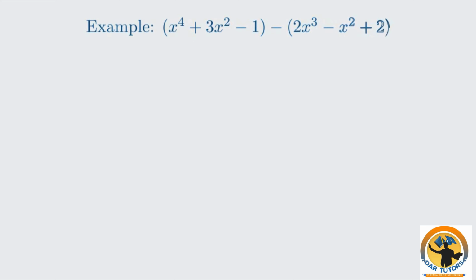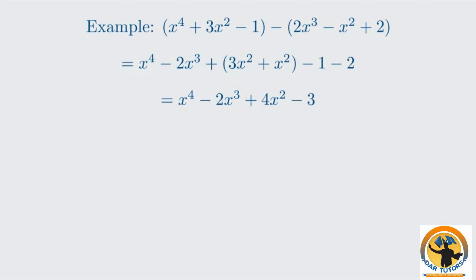Adding and subtracting is quite straightforward. You simply collect like terms. For example, to subtract 2x cubed minus x squared plus 2 from x to the power of 4 plus 3x squared minus 1, we first distribute the negative sign to the second polynomial. This gives us x to the fourth plus 3x squared minus 1 minus 2x cubed plus x squared minus 2. Next, we group the terms with the same powers of x. We have an x to the fourth term, a negative 2x cubed term, and two x squared terms.